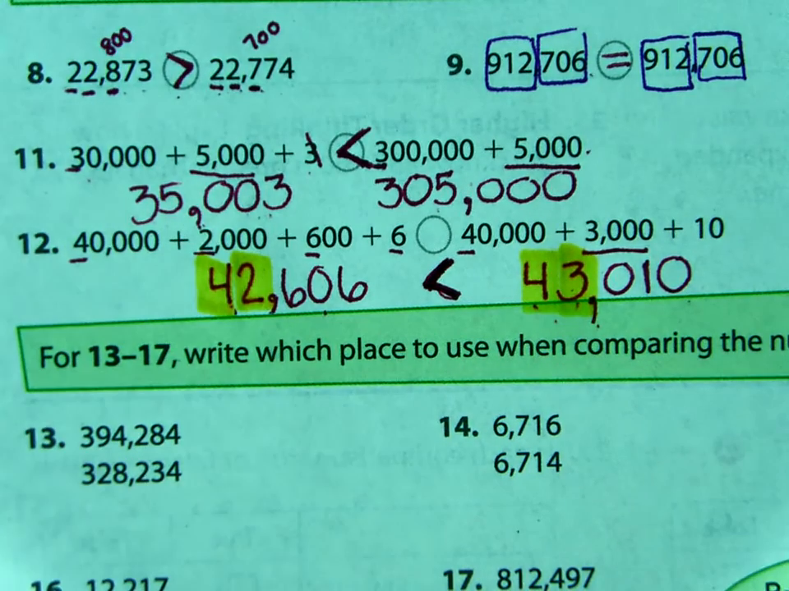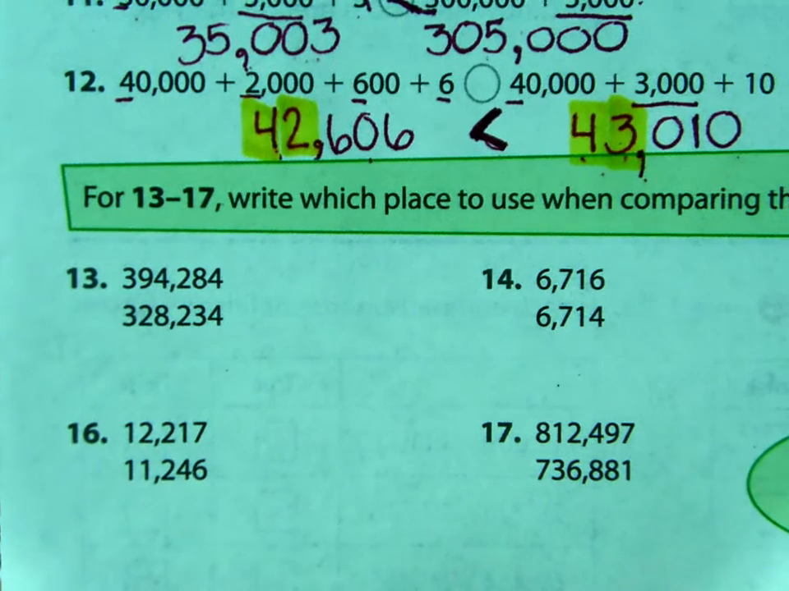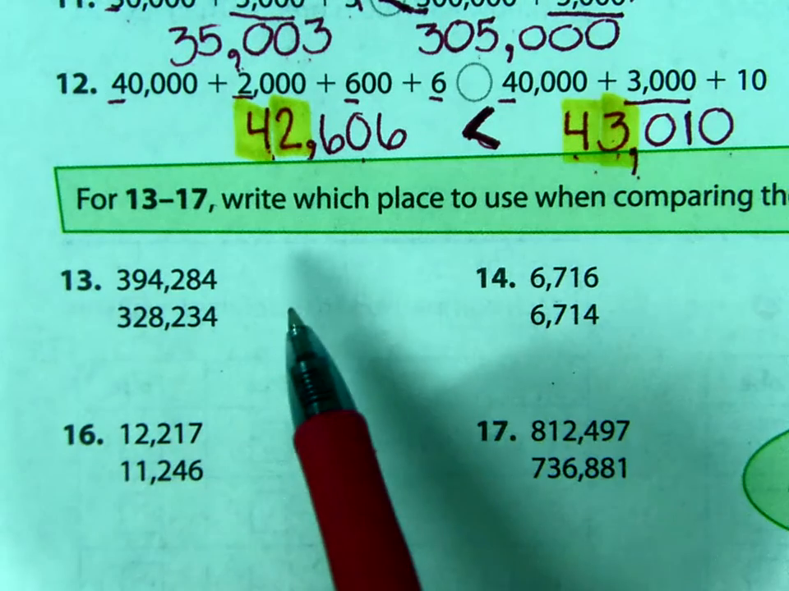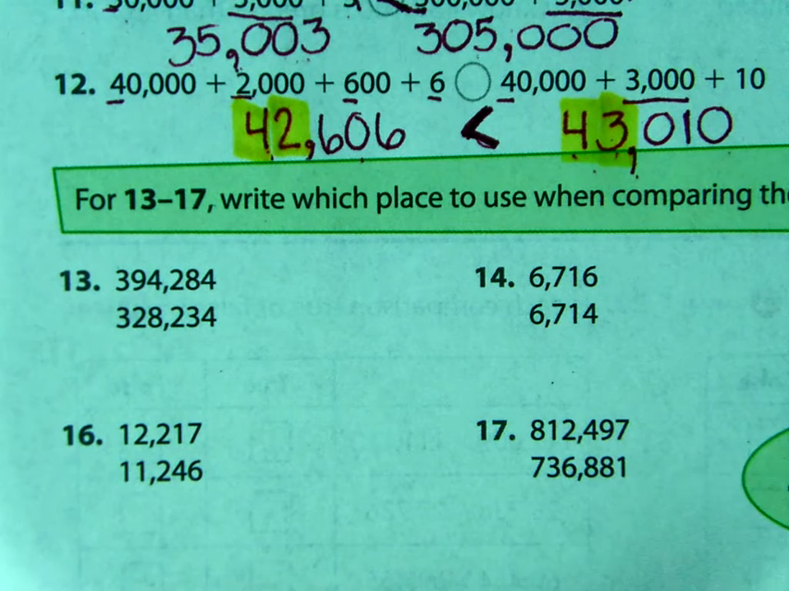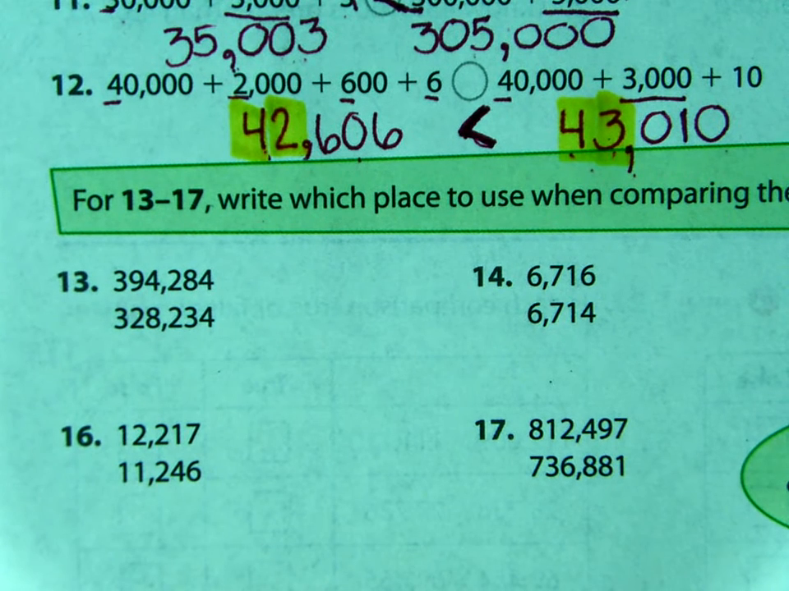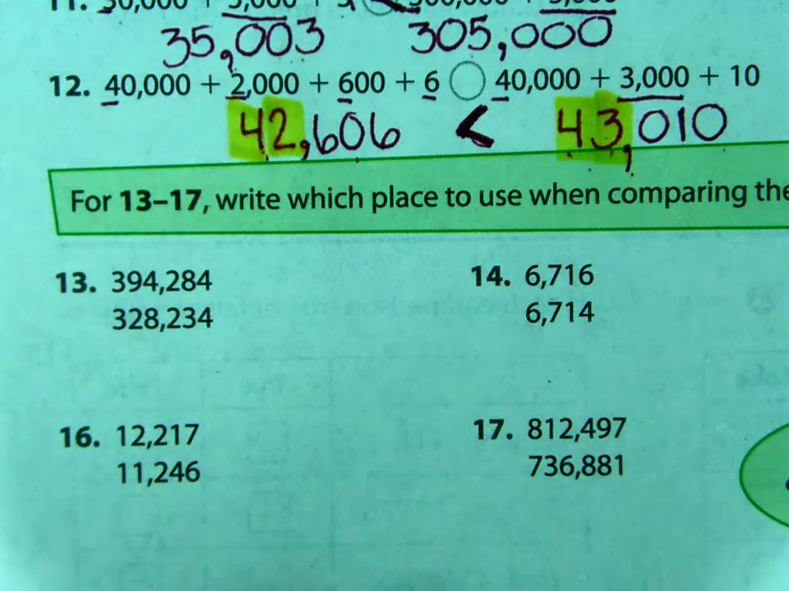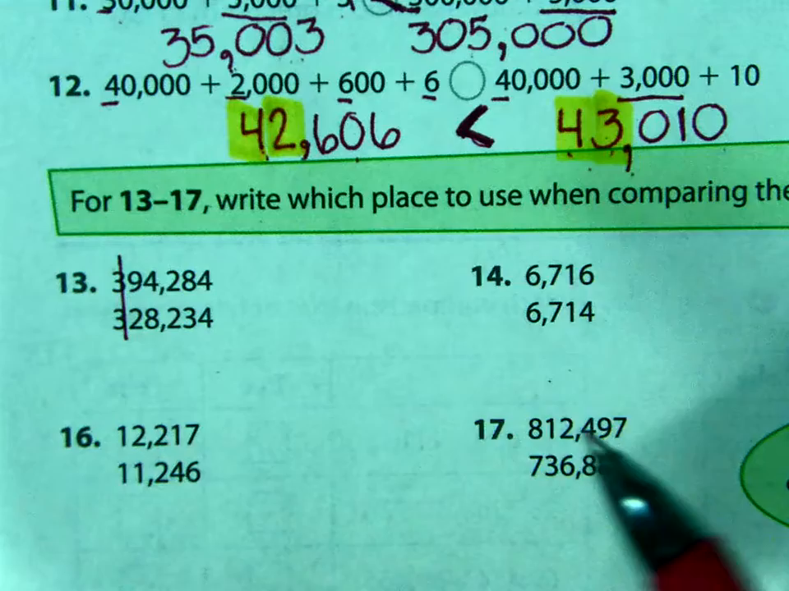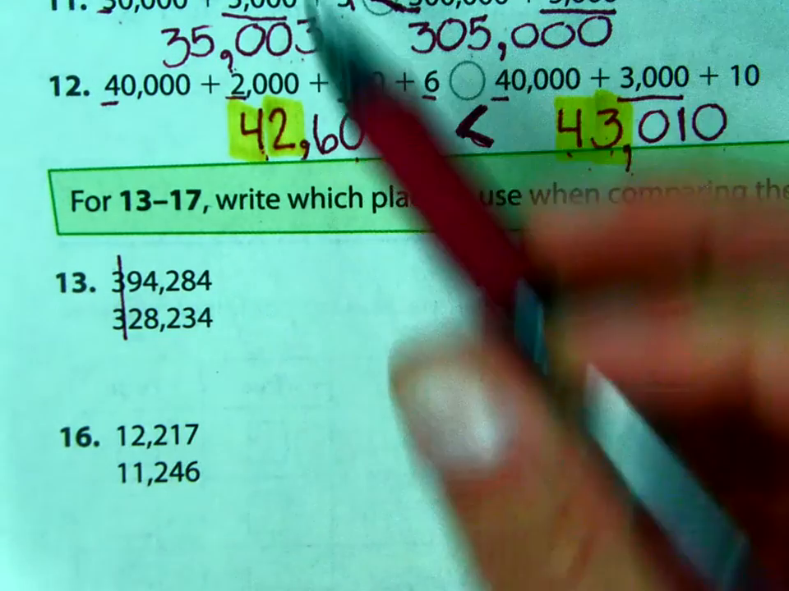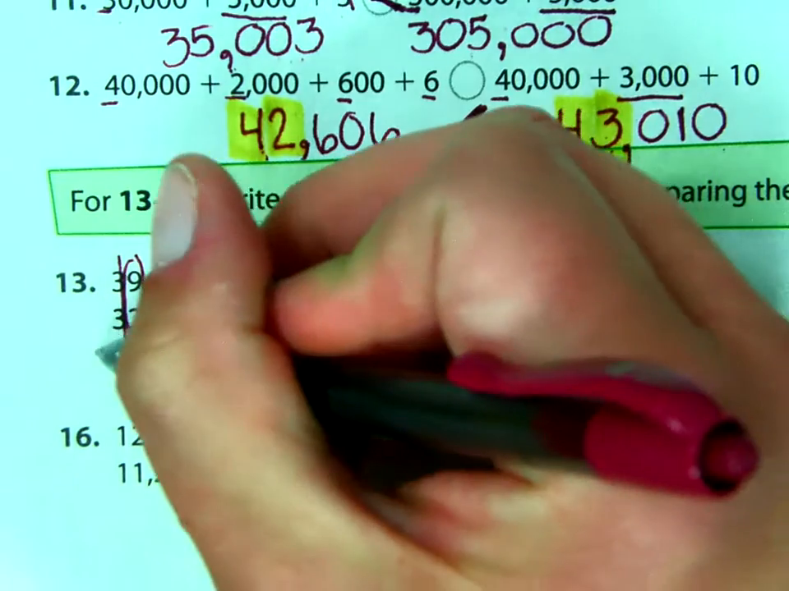Moving right along. Question number 13. So for these questions, guys, if you look at the directions, you have to tell which place value they're using to compare the numbers, like which place value they're going to look at. So when we look at this first example, I see that in the 100,000s place, I have the same digit. It's a 3. So I can't use the 100,000s, so I'm going to cross that one off. Now when I look next door in the 10,000s, I have a 9 and a 2. I can compare here. So the place value I'm using here is the 10,000s place.